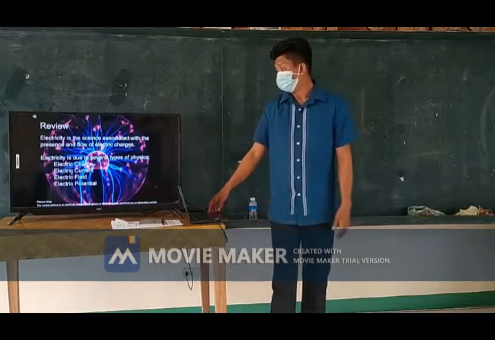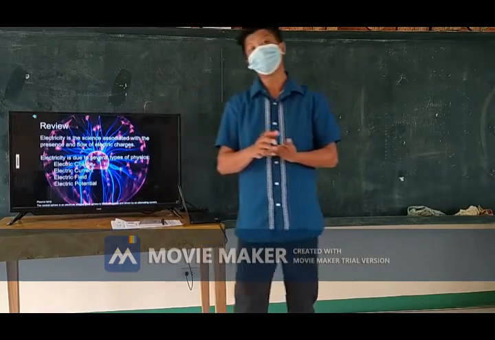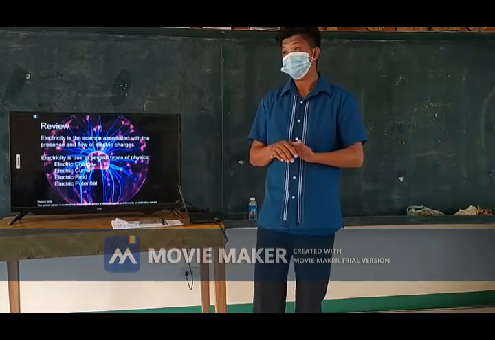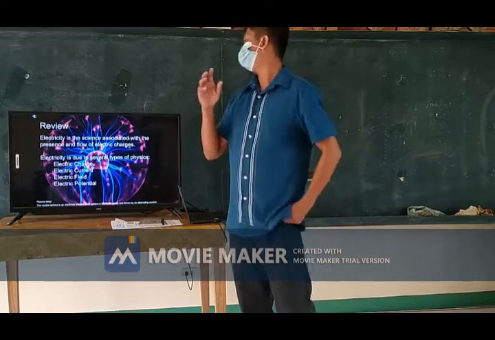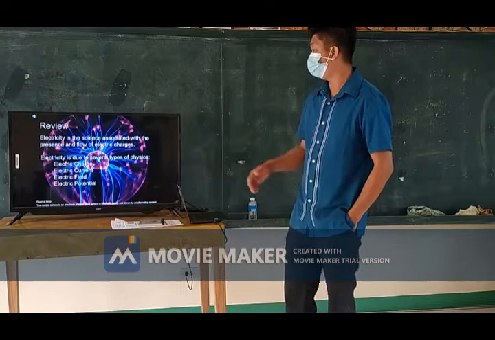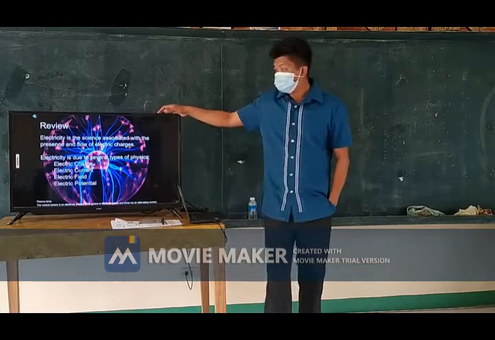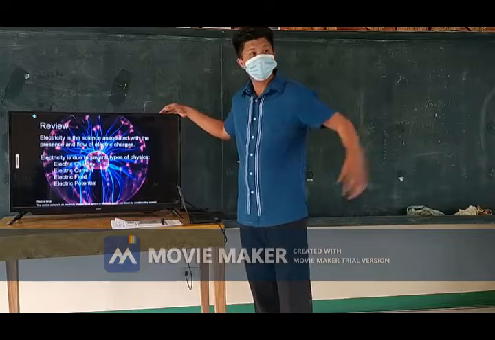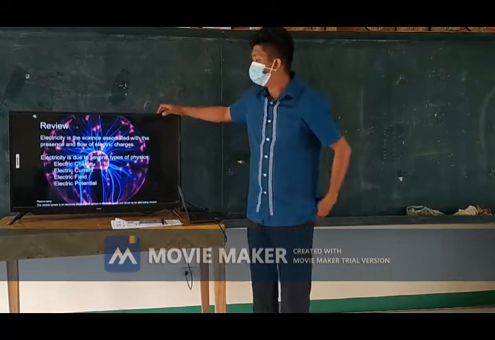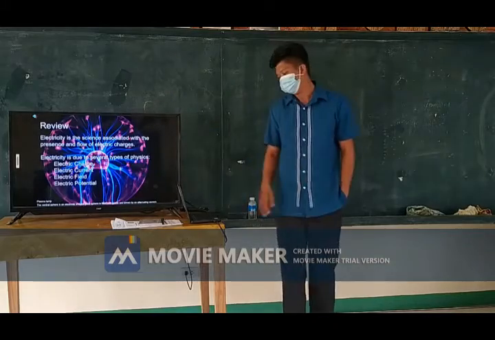Now, as we continue, we will have a review of our previous topic, which is electricity. Who would like to identify what electricity is? Yes. It's correct. It's the science associated with the presence and flow of electric charges. And electricity is due to several types of physics. What are those? Yes. Correct. We have electric charge, electric current, electric field, and electric potential.